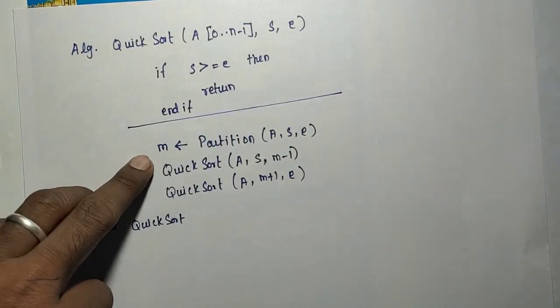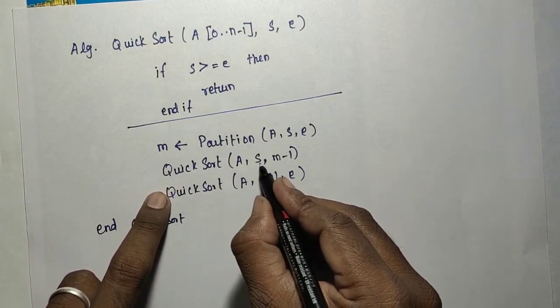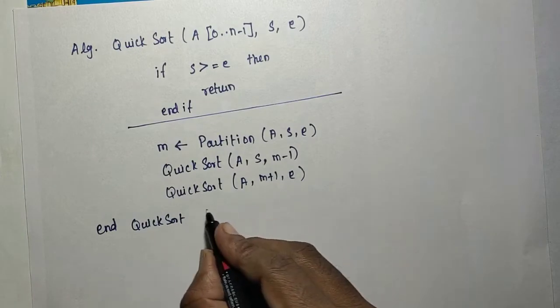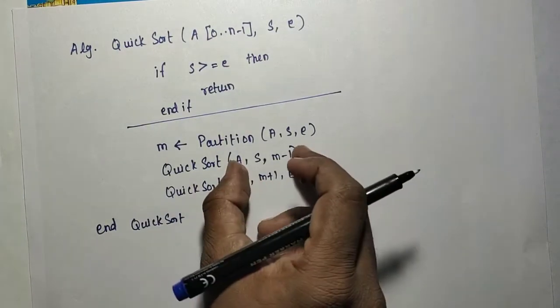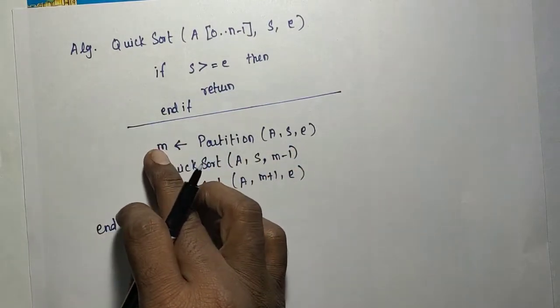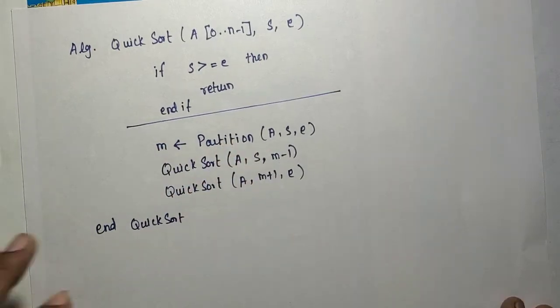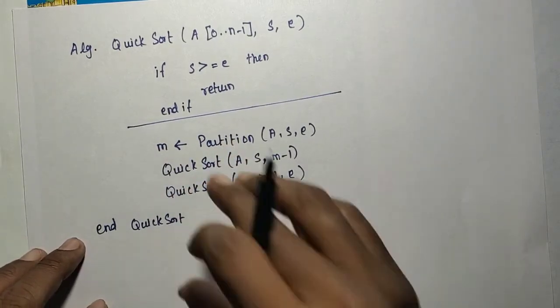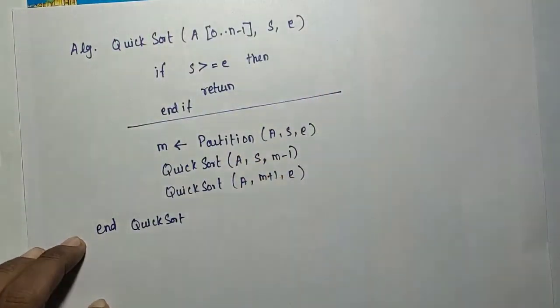Otherwise, find the middle element by using the partition, and then you sort the first part, s to m minus 1, and you sort the second part, m plus 1 to e. The size of the first half and second half depends on the key element which you choose, because based on that only the partition is going to happen. So this is a very simple quicksort algorithm: partition, quicksort, quicksort.